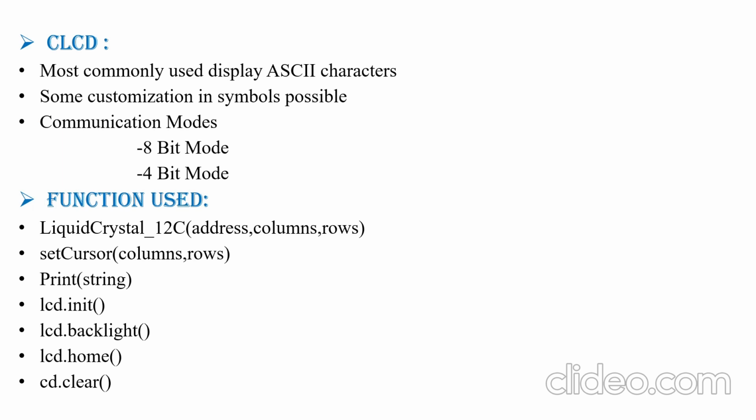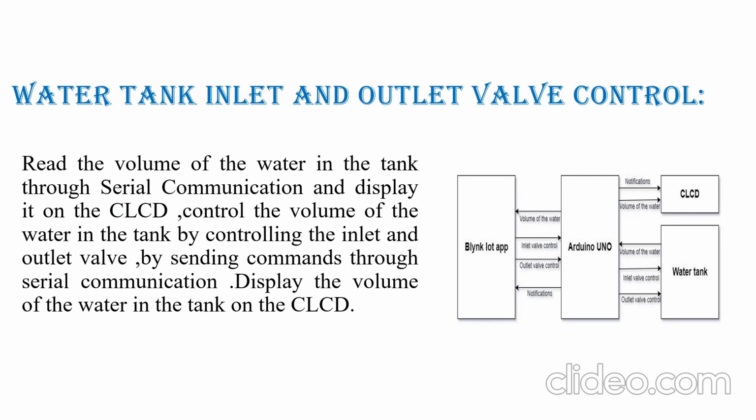Then we have the CLCD, most commonly used to display ASCII characters. Some customization in symbols is possible. Then the communication mode has two types: 8-bit mode and 4-bit mode. Then we have the functions used. First, LiquidCrystal_I2C, used for addresses, columns and rows; then setCursor for column and rows, then print string, then lcd.init, then lcd.backlight, then lcd.home, then lcd.clear.